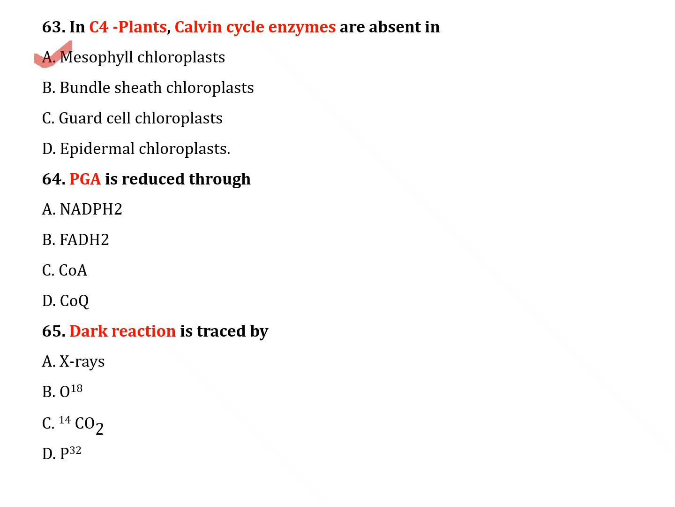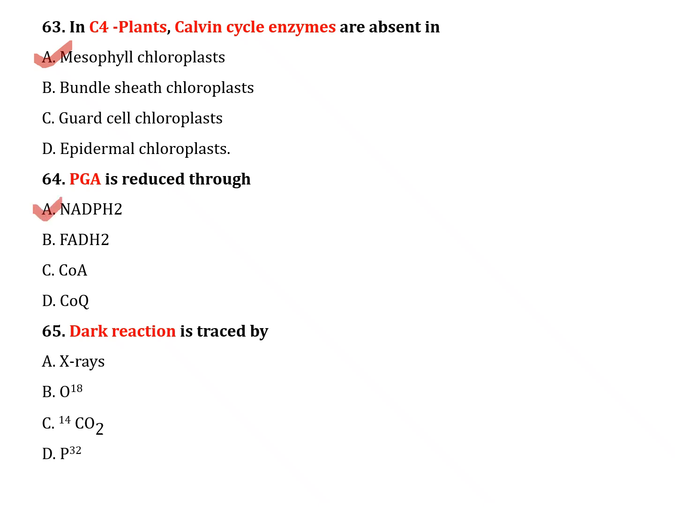The next question, number 64. PGA is reduced through option A NADPH2, option B FADH2, option C CoA coenzyme A, option D coenzyme Q. The correct answer is option A NADPH2.